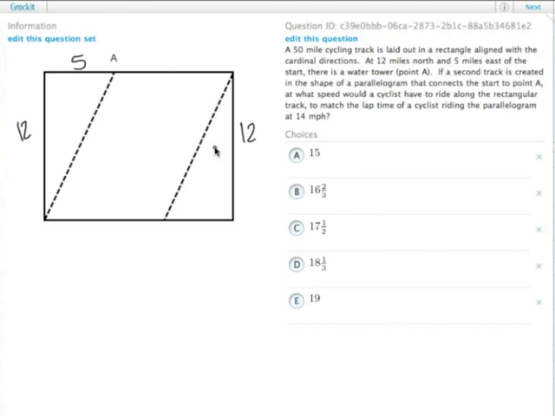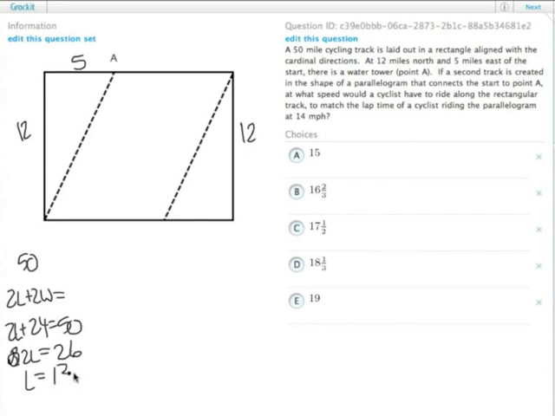From this, we actually can figure out the rest of the rectangle because it has a perimeter of 50. And remember that 2 times the length plus 2 times the width equals that perimeter. We have 2 times the width, which is 24. So 2 times the length plus 24 equals 50. 2 times the length equals 26. Therefore, the length of the rectangle equals 13.